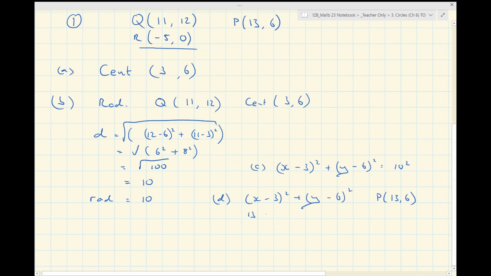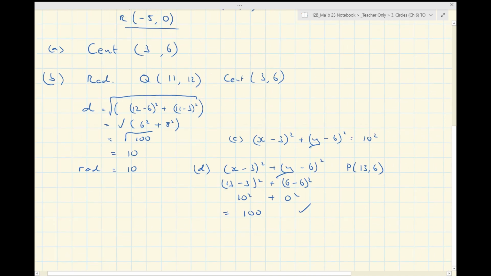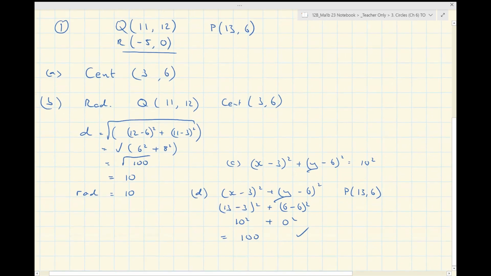Let's see. (30 − 3)² + (6 − 6)². Well, that's 10 squared plus 0 squared. So, that is 100. So, P is on the circle. And what we've actually found is that the distance of P from the centre is 10. So we found that P is on the circle. All right, that is question 1 sorted.